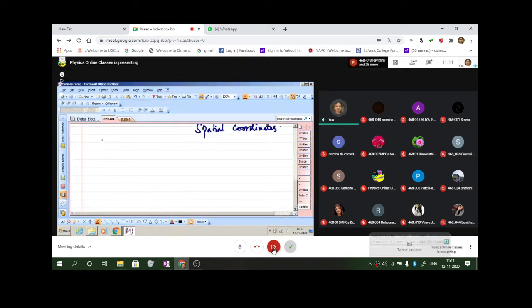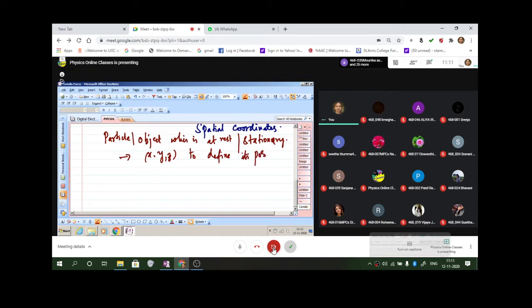Now, if it is a particle or an object which is at rest, also referred to as stationary, then you need only x, y and z to define its position. But if you are not talking about this particle at rest, instead you are talking about the particle in motion.